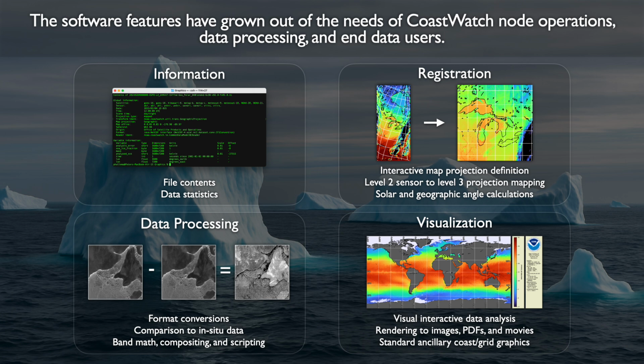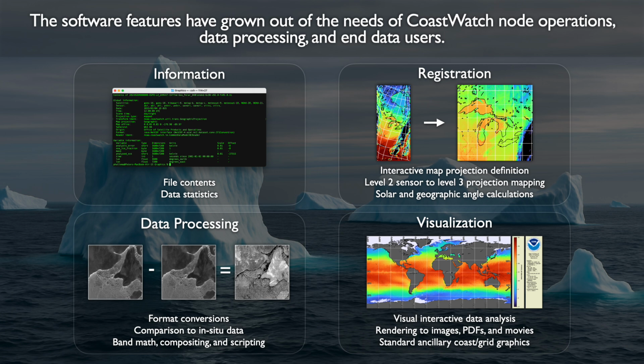So the command line tools include those for reporting file information and computing statistics, mapping data to projections, which we call registration, doing data processing like format conversions, combining a time series into a composite, comparison to in situ data, and performing math expressions. And finally, just general visualization to image data files, PDFs, and movies. There's also the CoastWatch data analysis tool for looking at data files interactively.